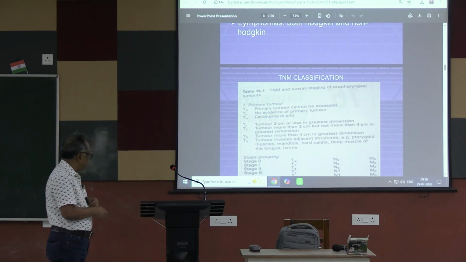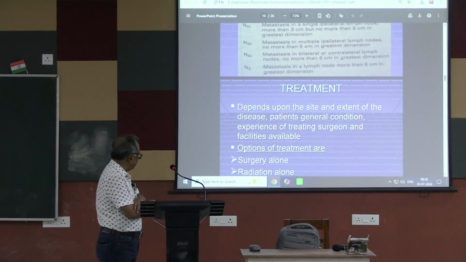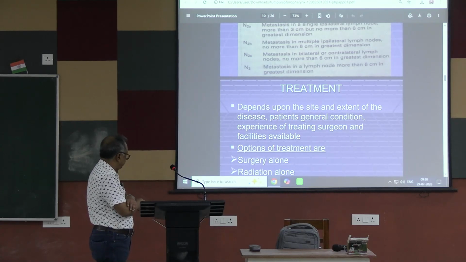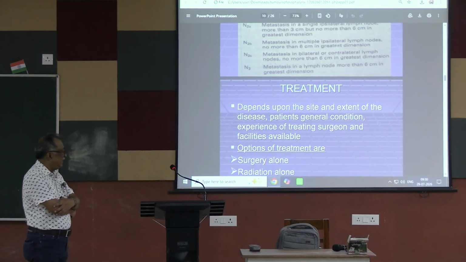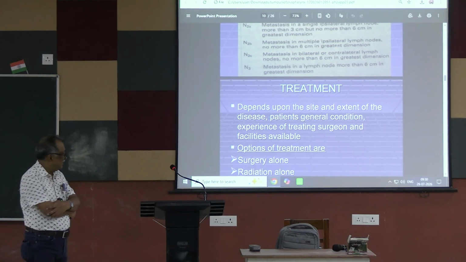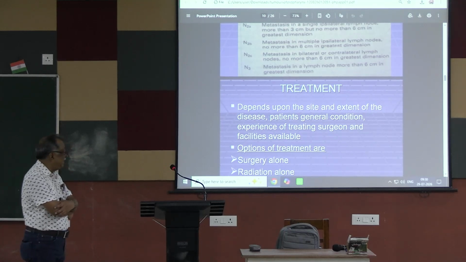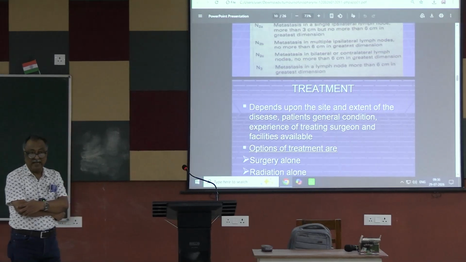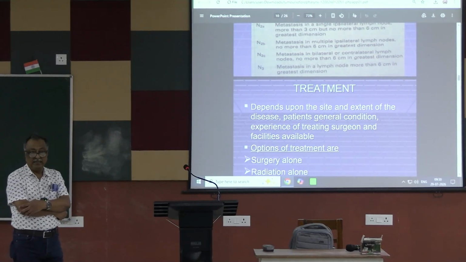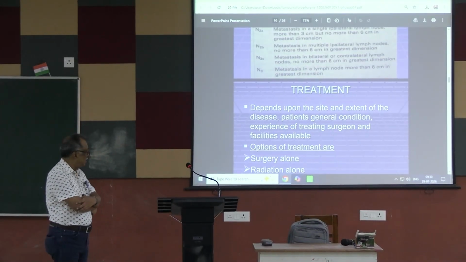I will come back to this later. Okay, let's see. What is the treatment? It depends upon the site and extent of the disease. Here the classification is needed. Extent of the disease, and finally the experience of the treating surgeon or the team, that is the tumor board team, composed of physicians, that is the oncologist and surgeon.